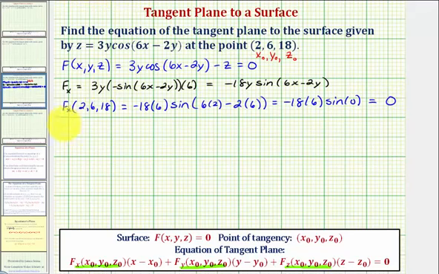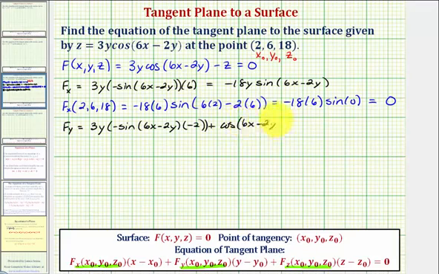Now we'll find the partial with respect to y, so we'll treat x and z as constants. To differentiate 3y cosine of 6x minus 2y with respect to y, we'll have to apply the product rule. So we have the first function 3y times the derivative of cosine 6x minus 2y with respect to y. So we'd have negative sine of 6x minus 2y times the derivative of 6x minus 2y with respect to y, that'd be negative 2, plus the second function, which is cosine of 6x minus 2y times the derivative of 3y with respect to y, that'd be 3. Then, of course, the derivative of z with respect to y would be 0.